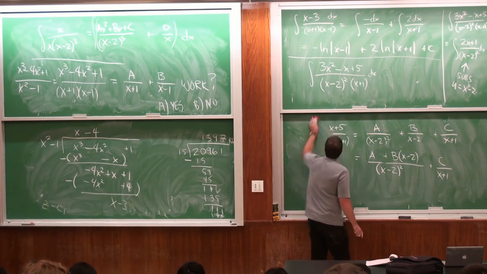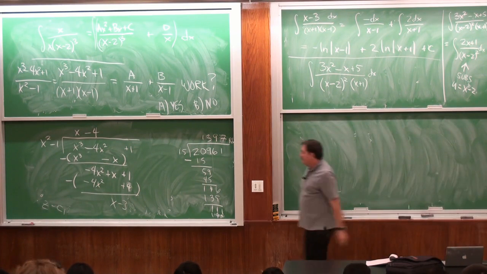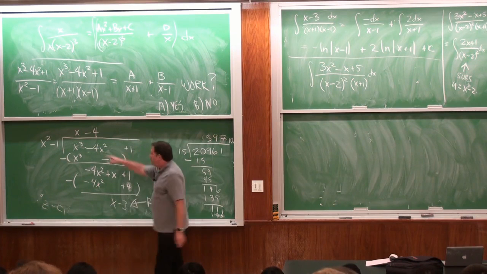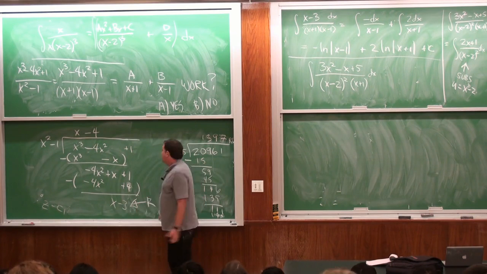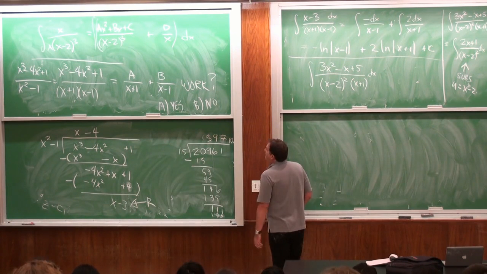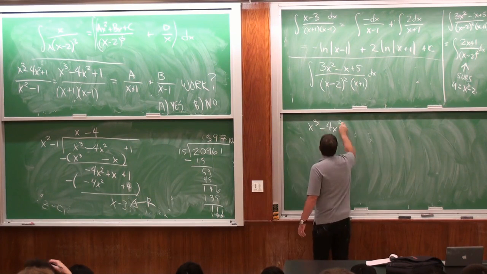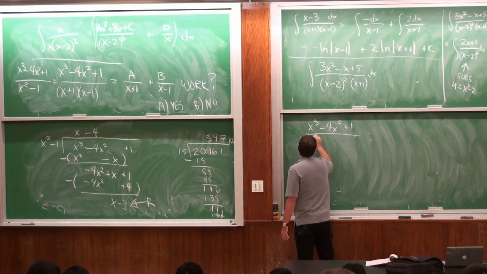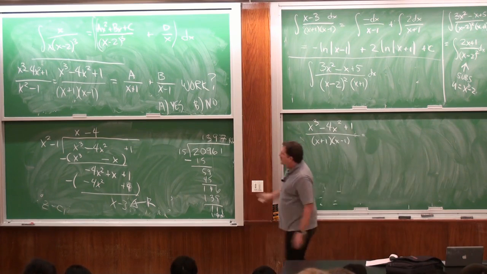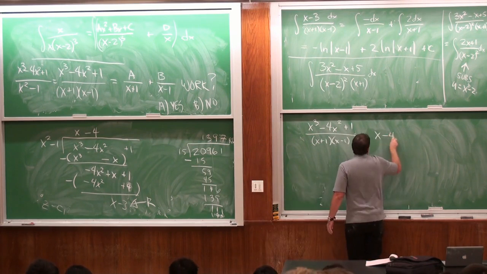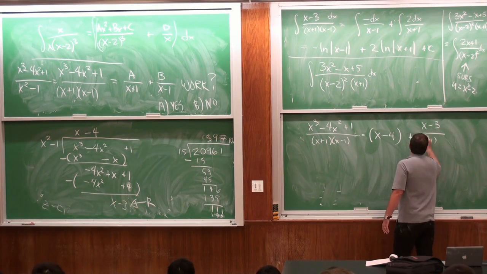So then this problem becomes, so that tells me, I guess I need the remainder. This is my remainder. If I try and divide x squared plus 1 into this, I will need to divide by x rather than multiply by x. So that means that this process has shown me that x cubed minus 4x squared plus 1 over x plus 1, x minus 1 is the same thing as x minus 4 plus x minus 3 over x plus 1, x minus 4.